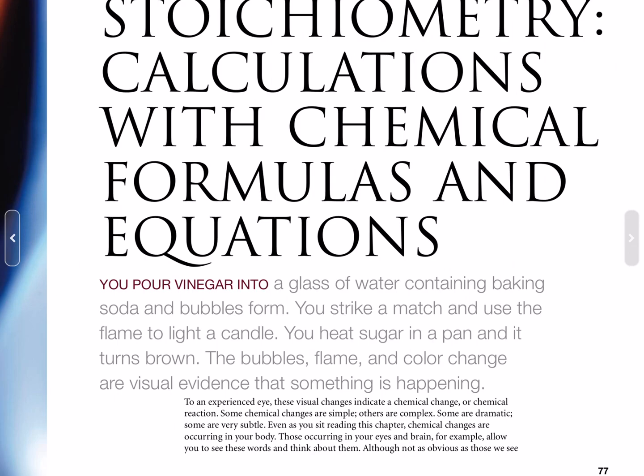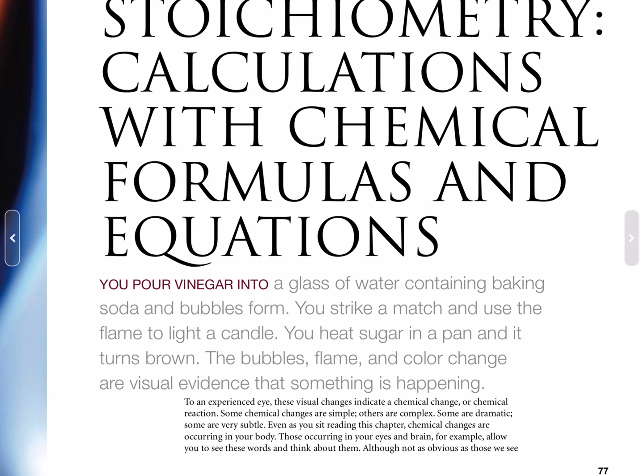Pour vinegar into a glass of water containing baking soda, and bubbles form. You strike a match and use the flame to light a candle. You heat sugar in a pan and it turns brown. The bubbles, flame, and color change are visual evidence that something is happening. To an experienced eye, these visual changes indicate a chemical change, or a chemical reaction.